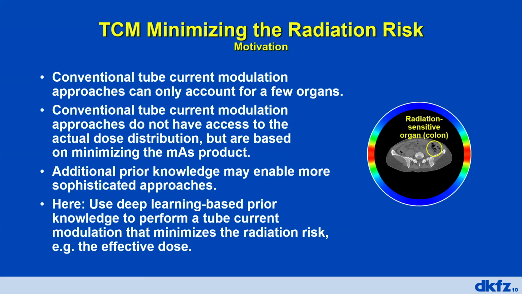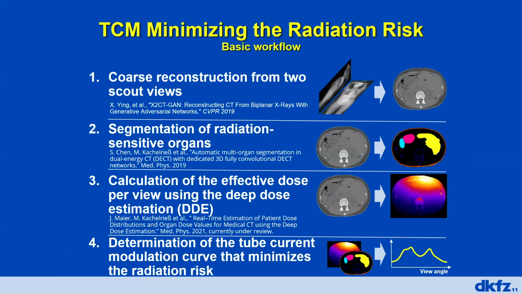We want to develop a method that does exactly that: it recognizes organ positions and minimizes the actual patient risk in terms of the effective dose. So how do we go about that? Well, to be able to compute a tube current modulation curve that recognizes the different risks of different organs, we need to know where these organs are prior to the actual CT scan. We propose to use two orthogonal scout views or topograms that allow us, using deep learning methods, to obtain a very coarse reconstruction of our patient.